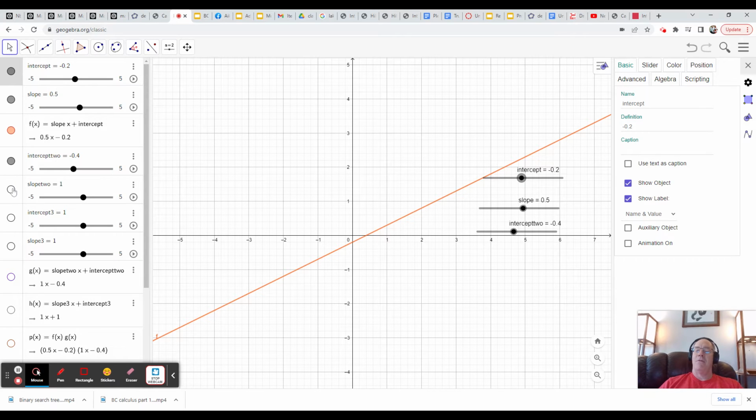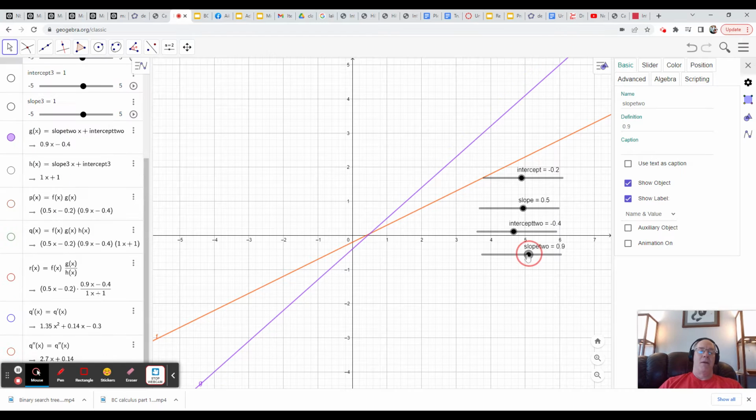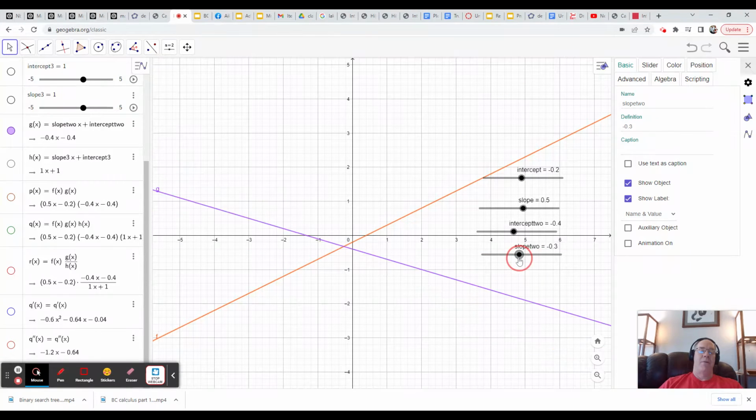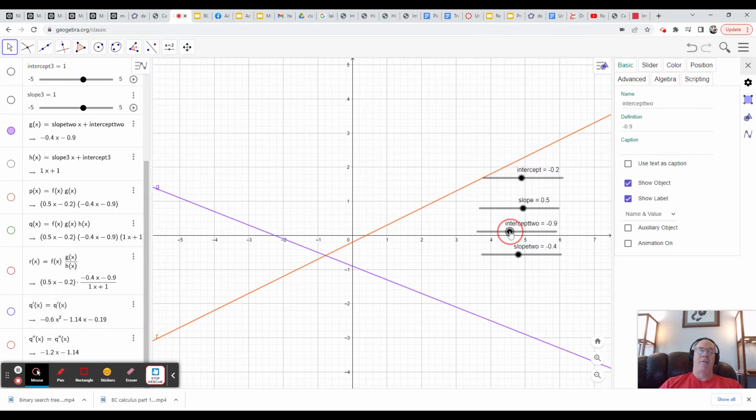We'll call that intercept 2. Another slope. We'll call that slope 2. And so there's a corresponding function to that, which we call g of x. So now we have two lines, the purple line and the red line. And we can, of course, also vary the slope for the purple line, which again, we're calling g, and vary the intercept for it. So we have these two lines.